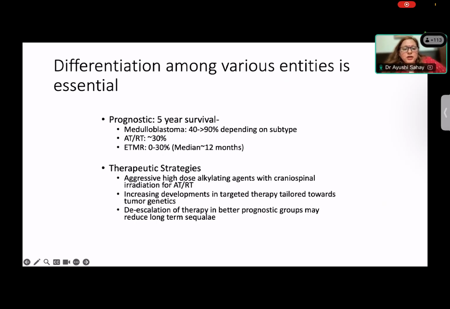So even for differentiation among entities, if you look at the various entities within the embryonal tumors, in medulloblastoma the 5-year survival rates vary from 40 to 90% depending on subtype, but ATRT and ETMR still have very poor prognosis. And so that is also the reason that you need to segregate or identify between these various entities.